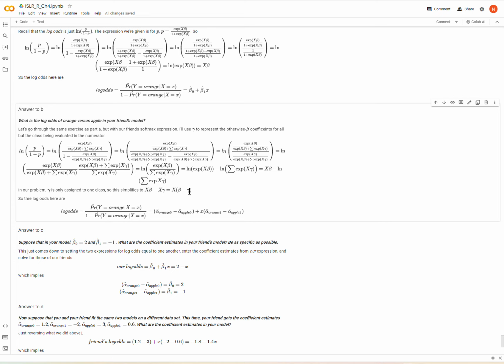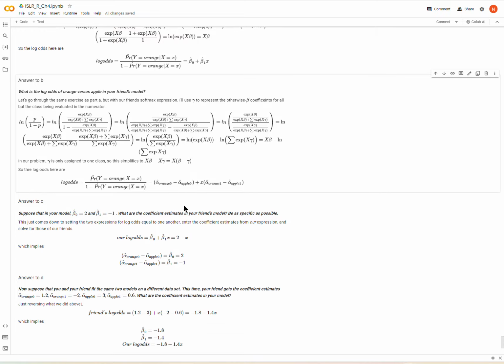In our particular example, our linear expression for the log odds becomes this. So we have the coefficient for the intercept for oranges minus the intercept for apples, and then we have the slope for oranges minus the slope for apples times x. And again, that result is actually given in the book. It's equation 4.14, but we've just gone through and derived it.